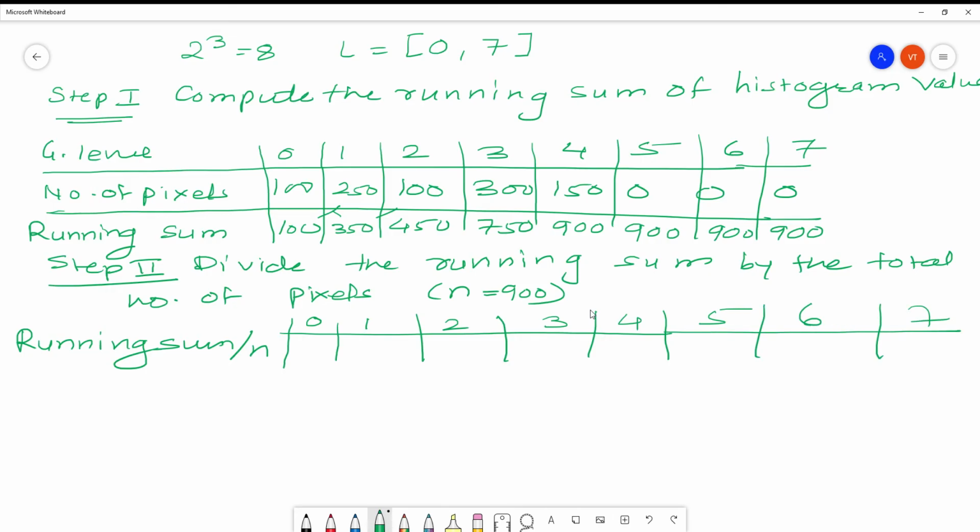So what we'll get here: 100 upon 900 is 0.111. Then this is 0.388, then 0.5. Then you can verify this later on. Okay, then you'll get 1, 1, 1, 1. Okay, then step 3.